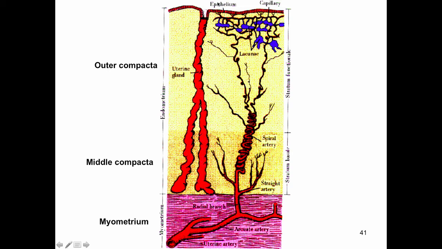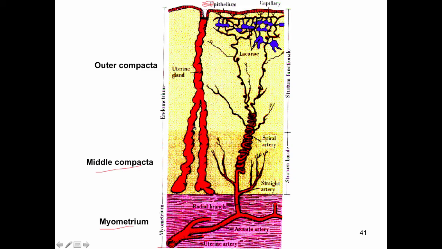the very top of the slide here is the lumen or the inside of the uterus, and then at the very bottom is the muscle layer, and then the outside of the uterus. So if we go from outside to inside, we have the myometrium, which is the smooth muscle layer of the uterus. And we see we've got quite a few large uterine arteries. And then as we get into the endometrial lining, we have the innermost lining called the middle compacta. And within that middle compacta, we see very, very deep uterine glands.